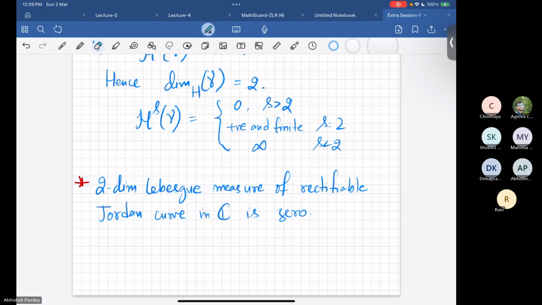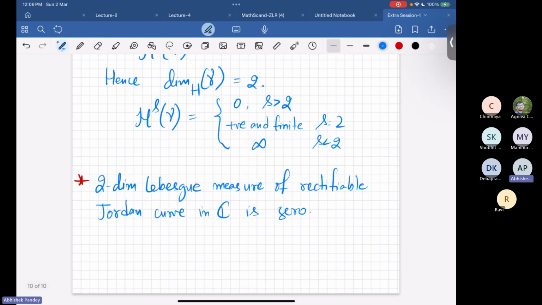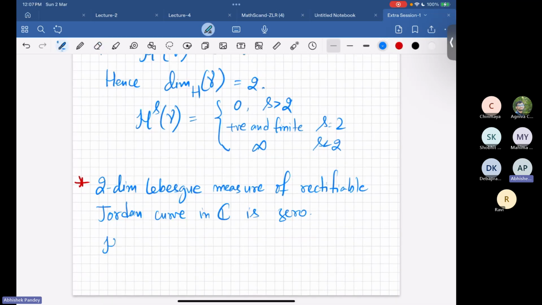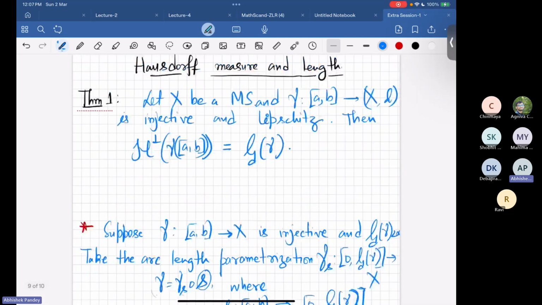So by the earlier known result, we take the arc length parametrization of this Jordan curve. The one-dimensional Hausdorff measure, because this is a parametrization of that, is going to be that of the image set, and this is nothing but the length of the curve gamma, by this result, Theorem 1.